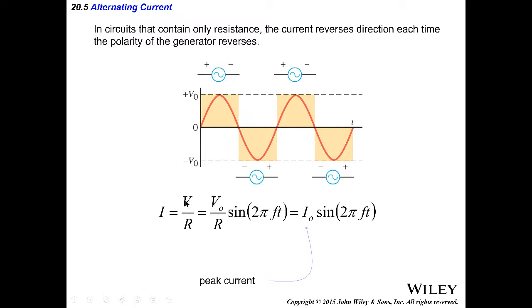When the voltage is small, current is small. And so the current is V0 over R sine 2 pi ft. And you can now say that is I0 sine. V0 is the peak voltage and I0 is the peak current. Because the current goes up and down, up and down. The voltage goes up and down and up and down, and they are in sync. Because when the voltage is big, current is big. When the voltage is negative, the current is negative. All right?